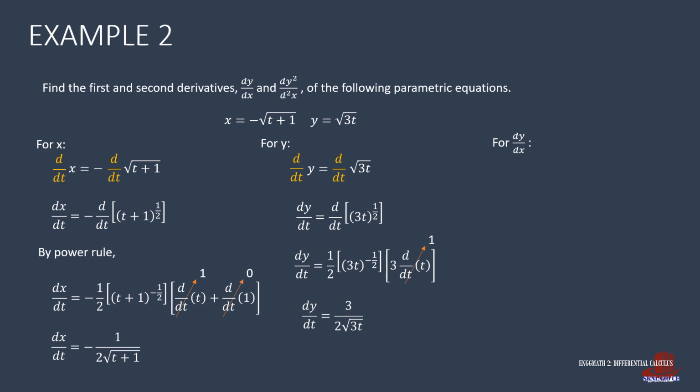Now we are ready to take dy/dx, that is dy/dt of 3 over 2 times root of 3t, divided by dx/dt, which is negative 1 over 2 times the root of t plus 1. We can cancel out 2's and get dy/dx as negative 3 times the root of t plus 1 over the root of 3t. Although we have a radical sign in the denominator, it wouldn't be wise to rationalize this, as later on in the application we take this as 0 anyway.